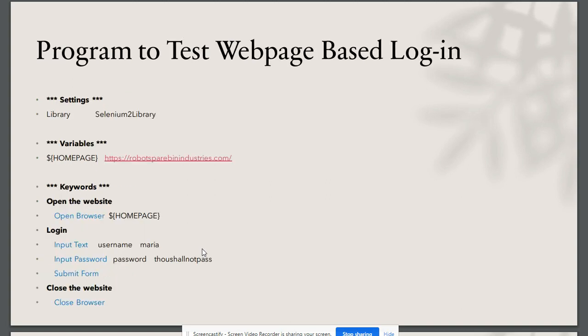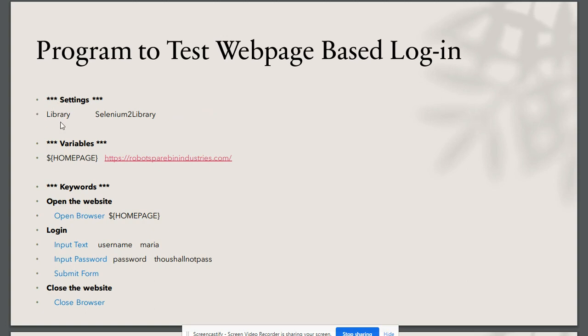Let's look quickly at an example. What this program will be doing is opening a web page, and then it will be providing username and password information to it, and then clicking on the login button. And if everything goes fine, then we should be able to log in to that page. So it will consist of those four parts.